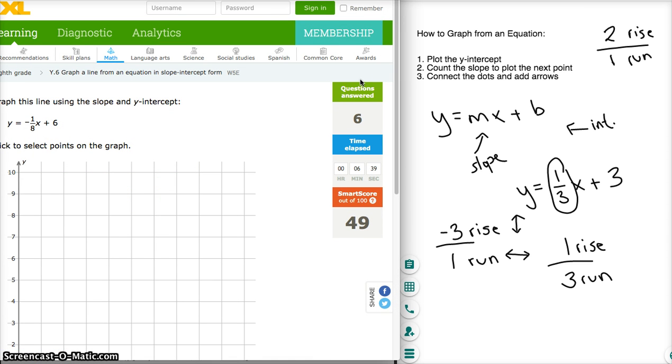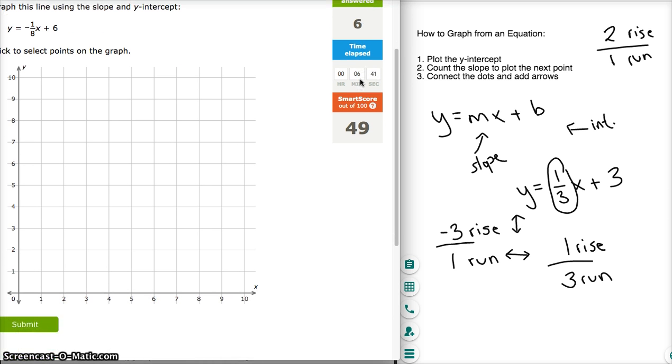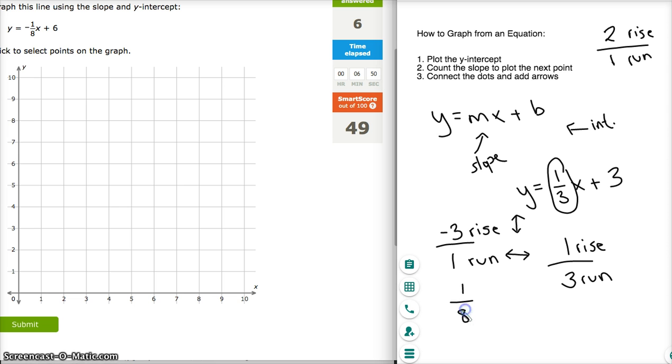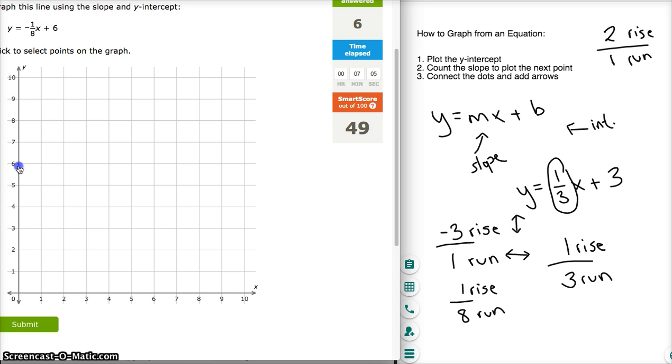All right, we've got negative 1/8x plus 6. And you might be wondering, how do I know if the 1 is negative or the 8 is negative? It doesn't matter which one. Remember, this is rise, this is run. So in this specific graph, I think we have to do it one way, but let me show you what we can do. So we're going to start on the y-intercept, which is 6.